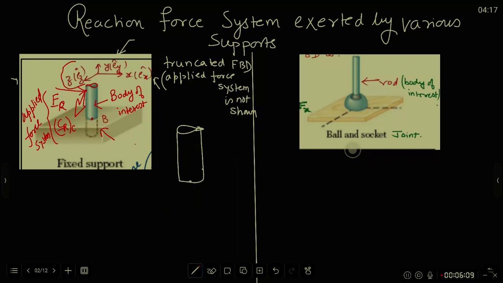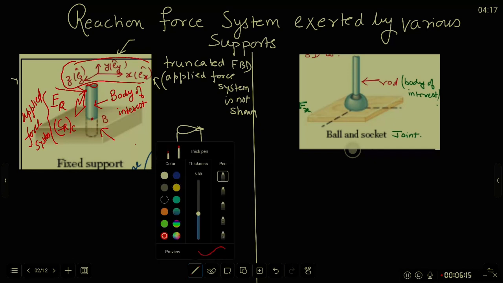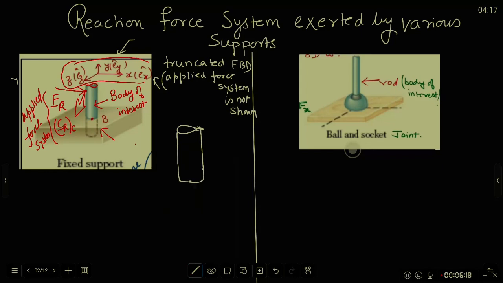So I will draw this reaction force system. I will put Fx, an unknown scalar, Fy, Fz. Okay. I will put Cx. This is the x component of the unknown torque at point B. I'll put Cy and I'll put Cz. 6 unknowns.